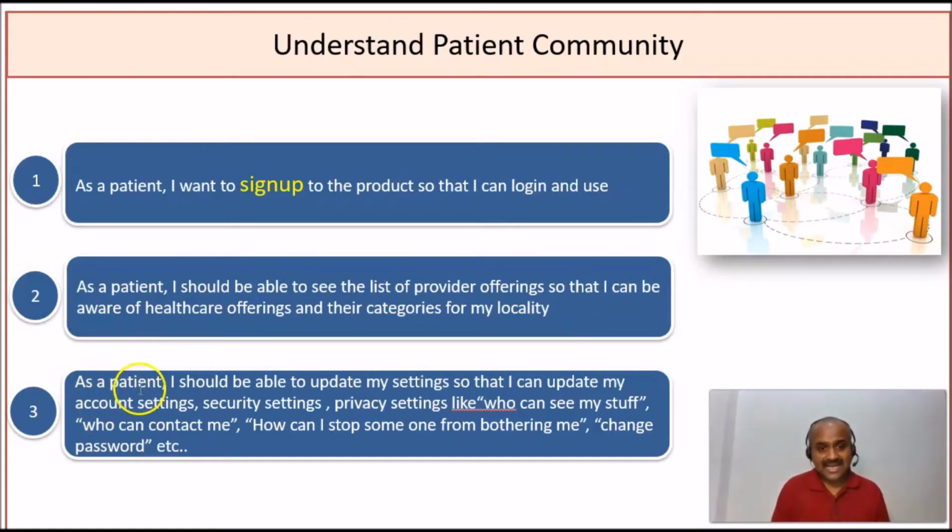The third one is, as a patient, I should be able to update my settings so that I can update my account settings, security settings, privacy settings, like who can see my stuff. Because see, this is my healthcare needs, right? Not always I want people to be aware of my healthcare needs. Okay, I want certain privacy. So that's why I need to have certain privacy settings, like who can see my stuff, who can contact me, how can I stop someone from bothering me, how can I change password, etc. So that kind of capabilities I want to have.